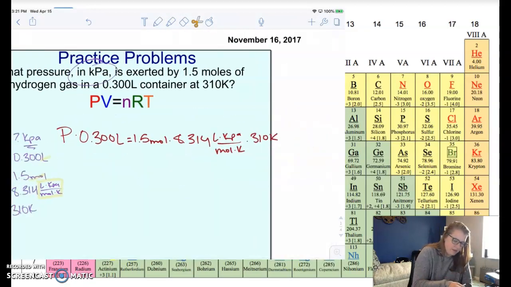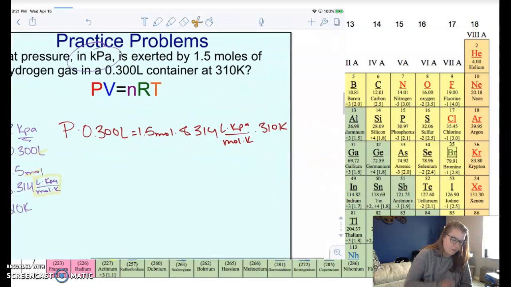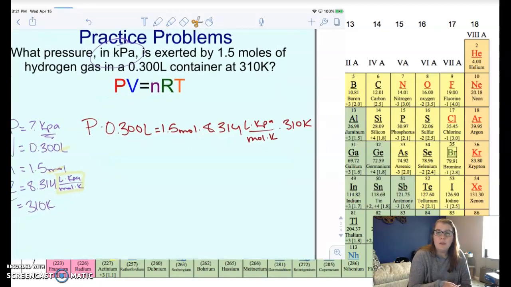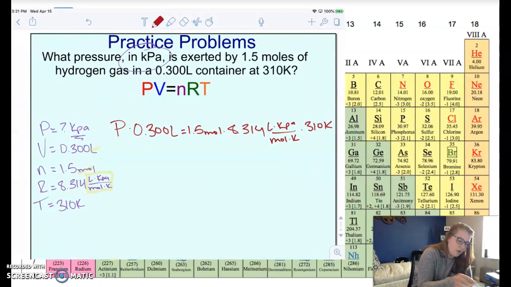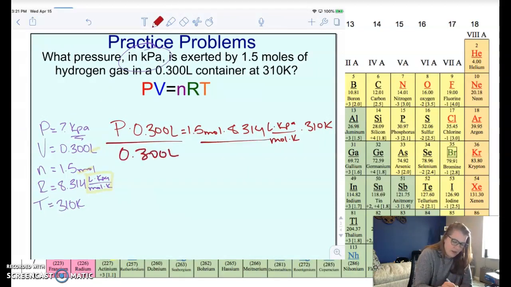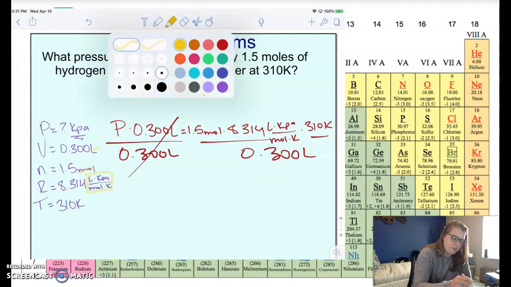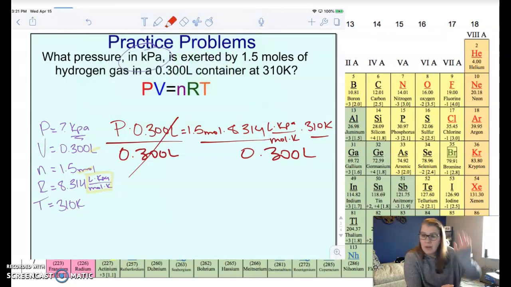Okay, so here's me plugging in all of my work. So I wanted to solve for P, I wanted to solve for pressure. So I'm going to go ahead and divide by 0.300 liters on both sides here to make that cancel out. And I want you to watch what happens. So remember, anything that's the same on the top and the bottom, you can cancel out.